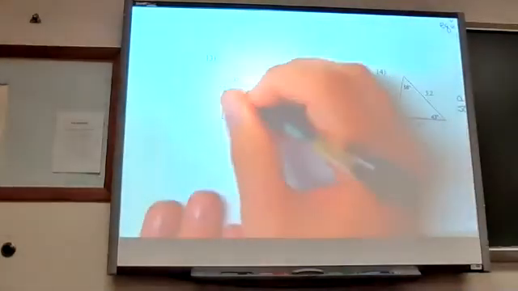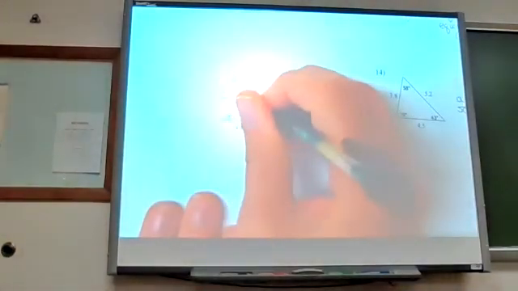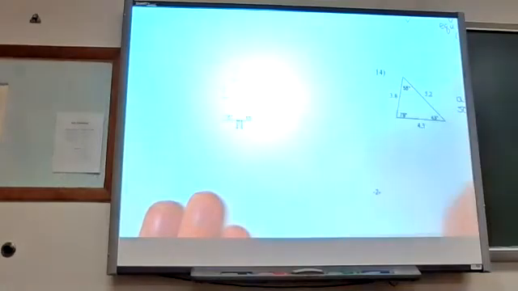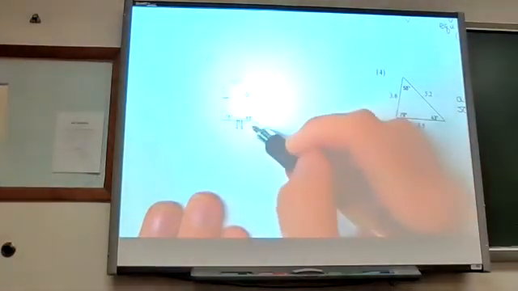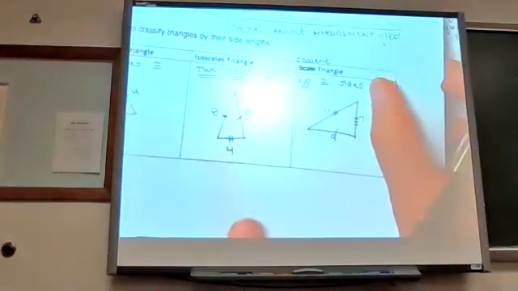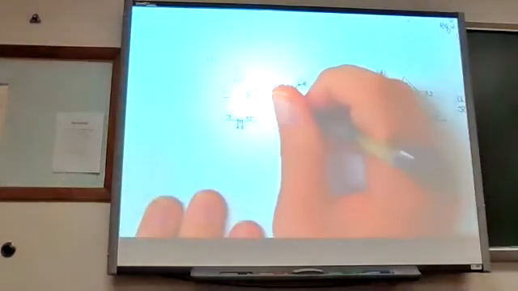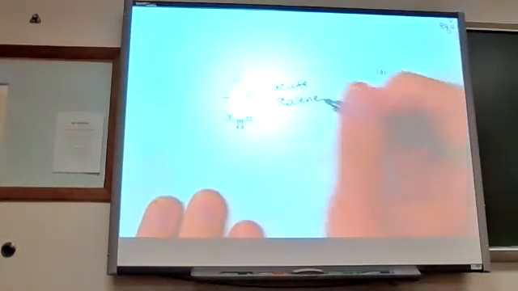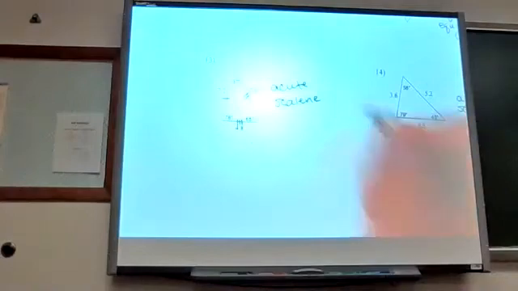Number 13, all three sides are different. So this side is 7.2, this side is 7.8, and this side is 4.8. All of my angles are less than 90, so it's an acute. All of my sides are different. Scalene. Okay, labeling our triangle by angles and sides. Angles first, then sides.